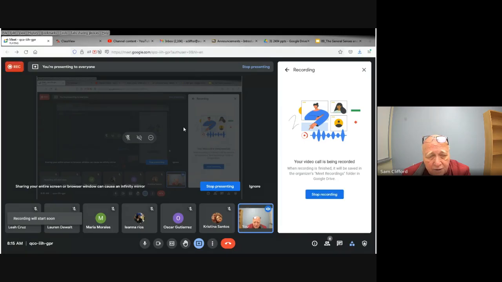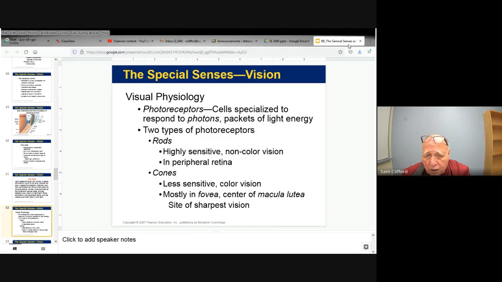And let's look at the visual physiology of the rods and cones. So rods are photoreceptors. Light is in photons and packets of light energy. Rods are highly sensitive for non-color vision. We mentioned where they're located. Cones are less sensitive but have to have bright light in order to be able to see colors.